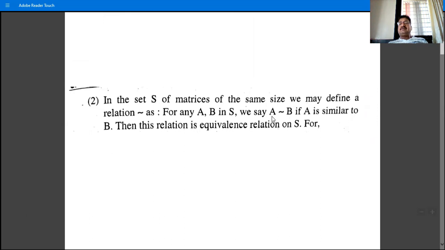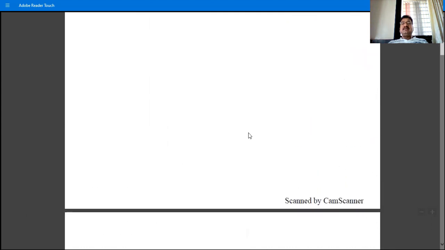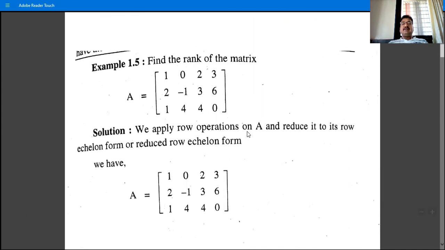If the relation is that A is related to B when A is similar to B, then this relation is an equivalence relation on S, where S is the set of all matrices of the same size. That is, this relation is reflexive, symmetric, and transitive.